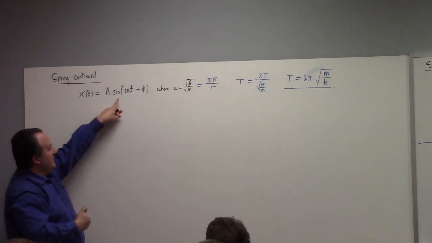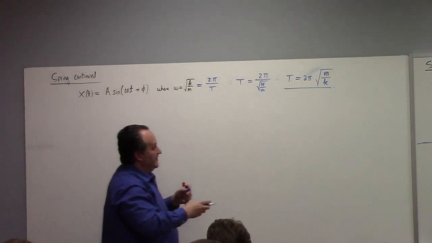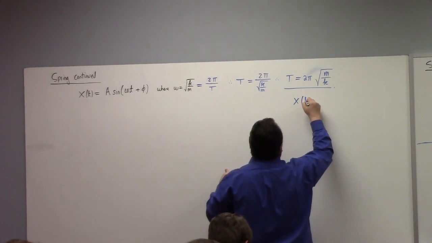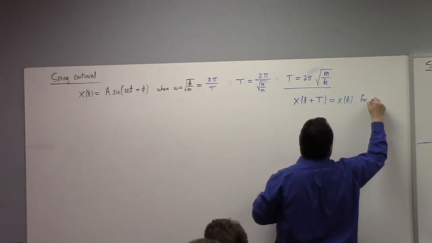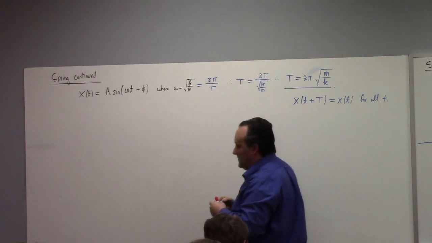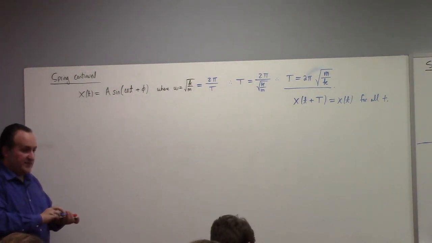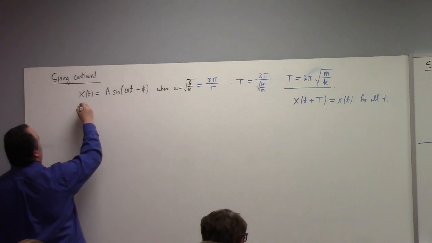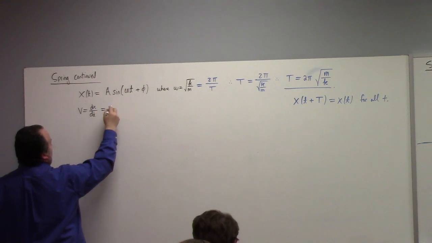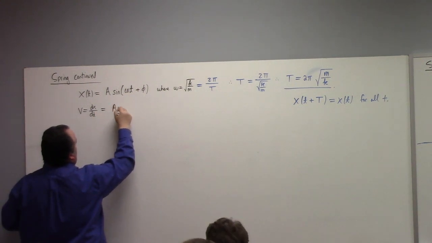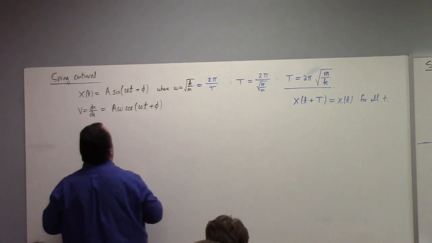If you study this formula right here, you can easily verify by trigonometry that x of t plus big T is equal to x of t for all time. So the motion is periodic. It cycles back to where it started. All right? Let's move on here. What's the velocity? Well, v is dx dt, right? Which by the chain rule is a omega cosine of omega t plus the phase, right?